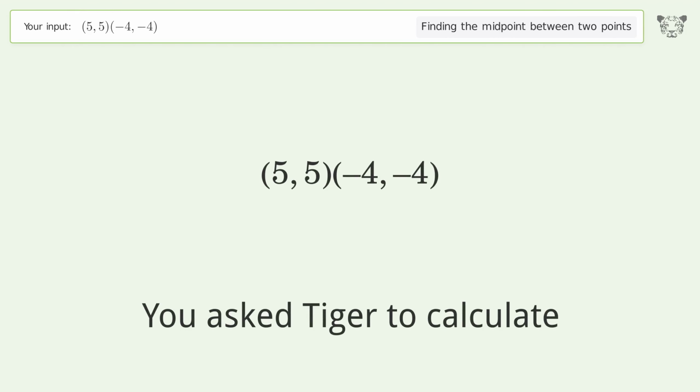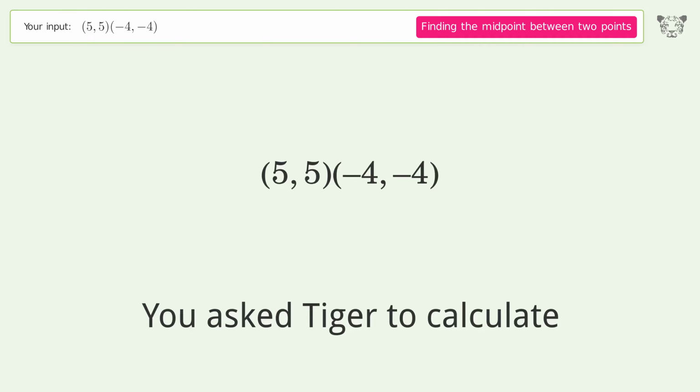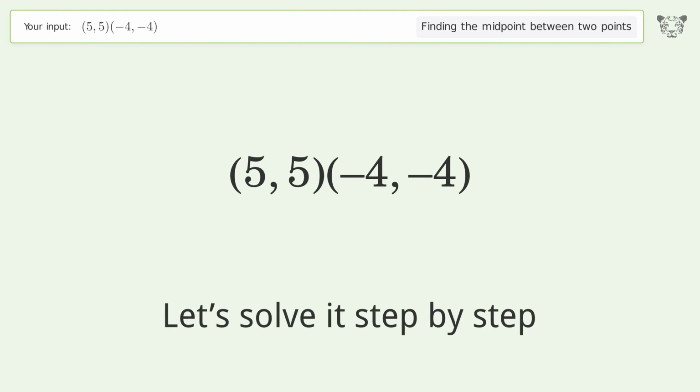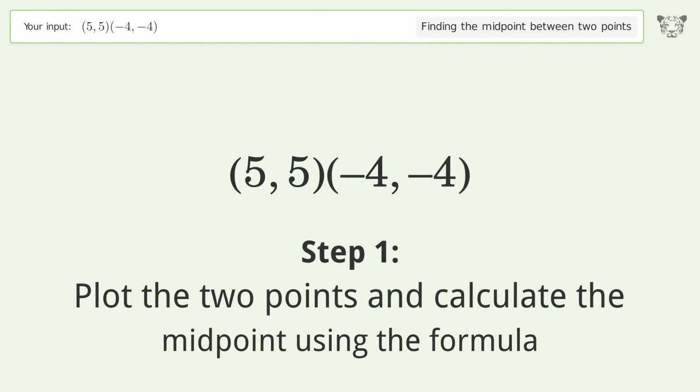You ask Tiger to calculate. This deals with finding the midpoint between 2 points. The midpoint between the 2 points is 0.5, 0.5. Let's solve it step by step. Plot the 2 points and calculate the midpoint using the formula.